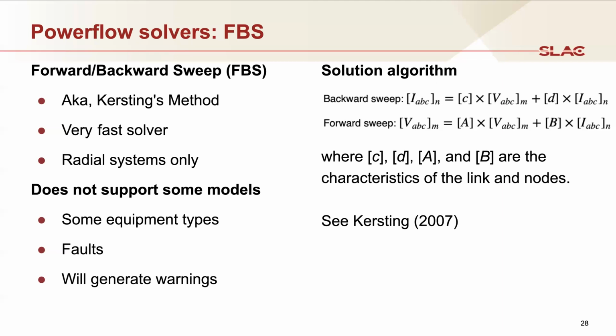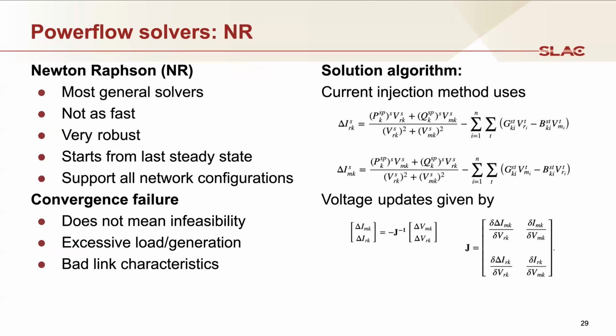But as I said, the forward backsweep method has limitations, and to address those limitations, there's the more general Newton-Raphson solver. So this solver is not as fast, but it is much more robust, and it can handle a wider variety of conditions. The other thing that's really interesting about the way the Newton-Raphson implementation works in Gridlab-D is because Newton-Raphson has to start from some initial condition and then iterate towards the solution, it chooses to use the last steady state as the initial conditions for iteration towards the next steady state.